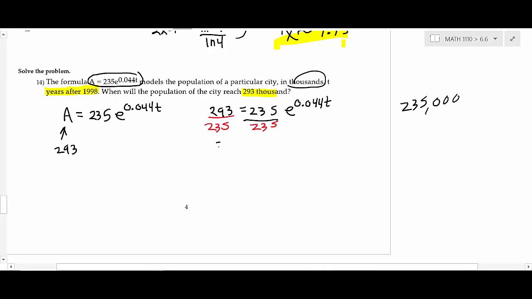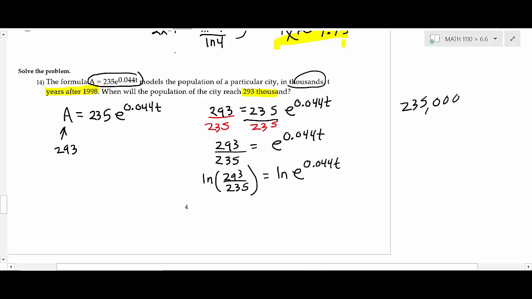Now you could take your calculator and divide 293 by 235, but I'm going to leave it alone. I want to get you to be able to write the exact answer and use your calculator at the end, if you can. So now we're ready to take a log of both sides. We're going to have ln of 293 over 235, and on the right side, ln of e to the 0.044t.